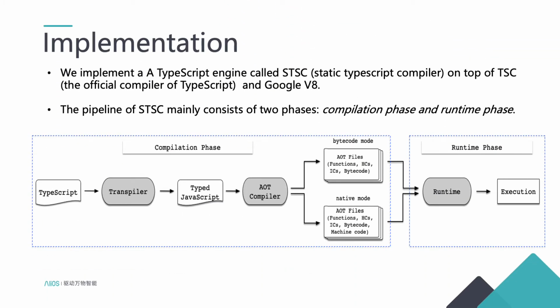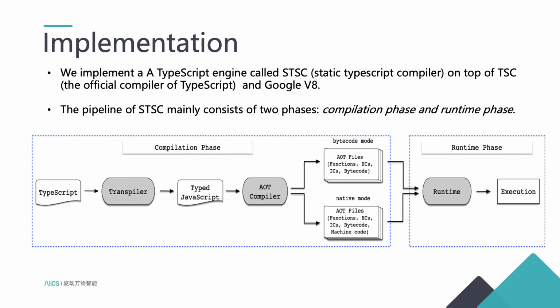To realize the hidden inheritance technique, we build a TypeScript engine called Static TypeScript Compiler on top of TSC and Google V8. We call it STSC for short. STSC implements a transpiler which not only reuses the original passes of TSC to parse TypeScript code and infer types, but also encodes these types into some JSON strings. We call these JSON strings type annotations, which are embedded into the emitted JavaScript code in the form of comments. The emitted JavaScript code is called typed JavaScript.